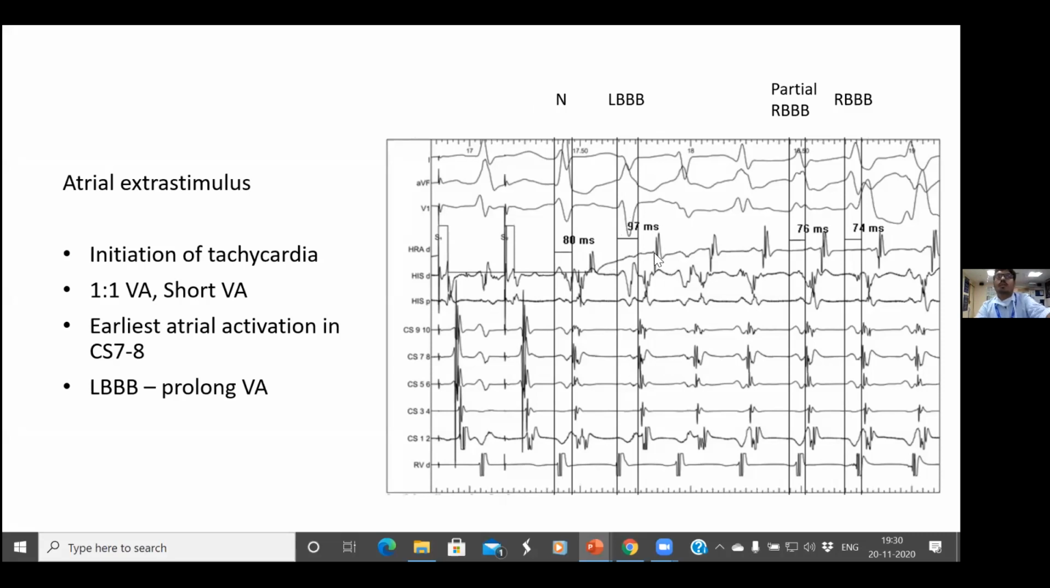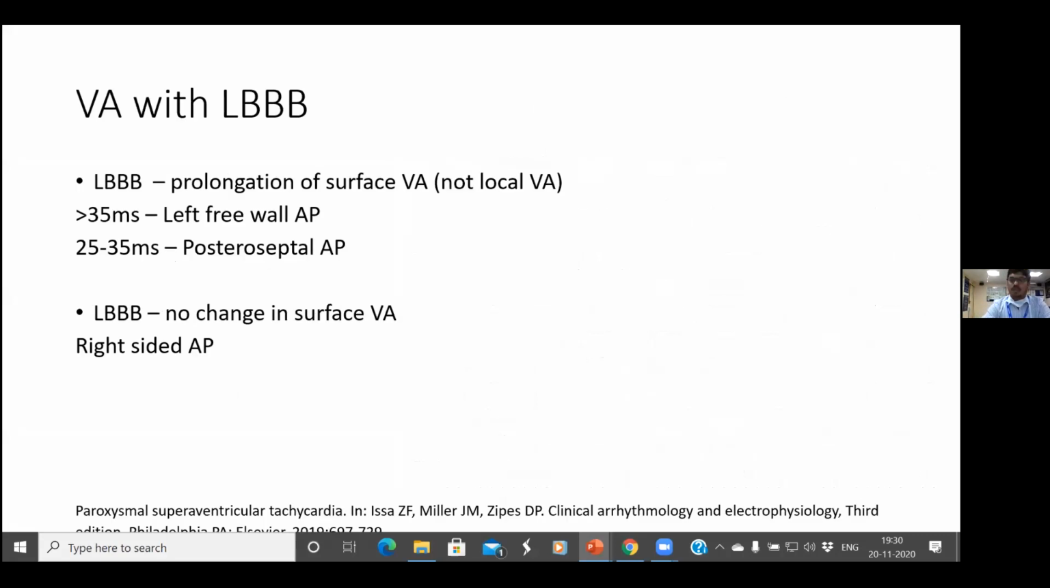So first, I would like to say some words regarding the VA interval and bundle branch block. Development of LBBB can lead to prolongation of the surface VA, but it will not affect the local VA. So this prolongation of surface VA usually suggests an ipsilateral accessory pathway.